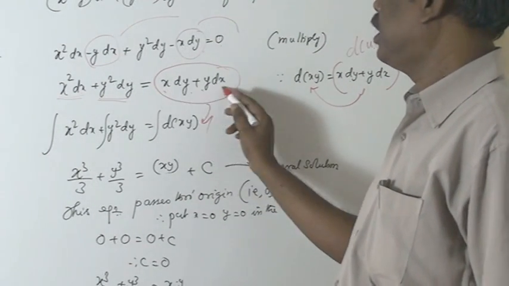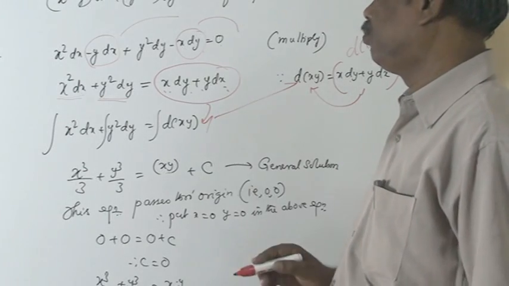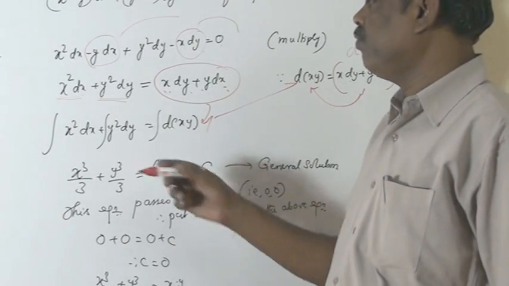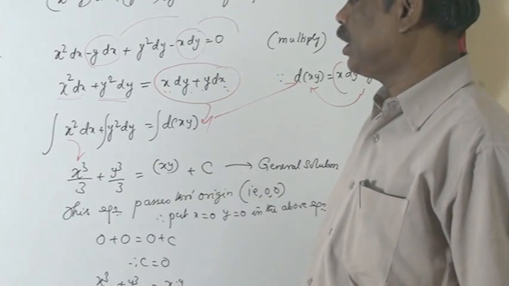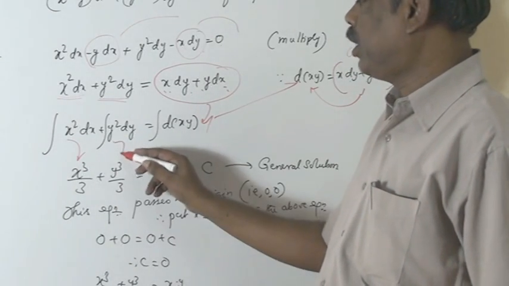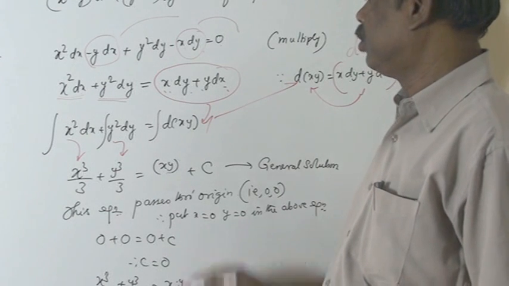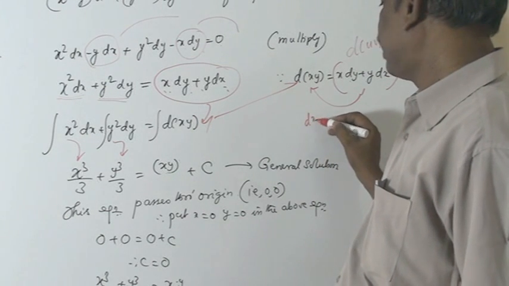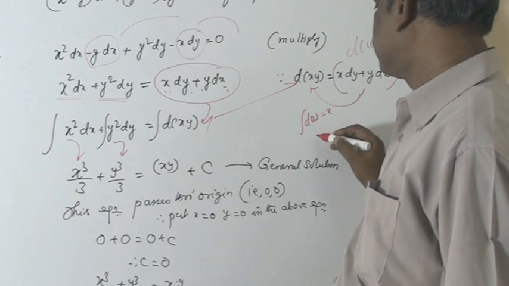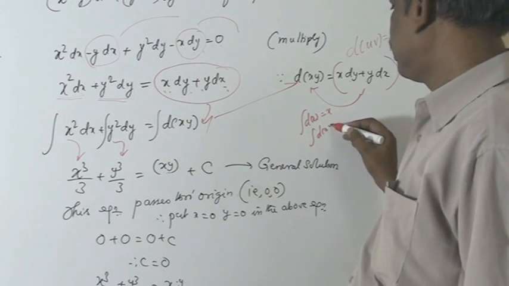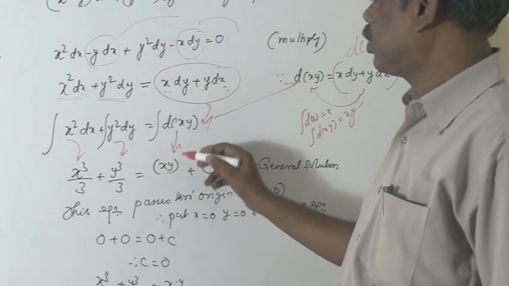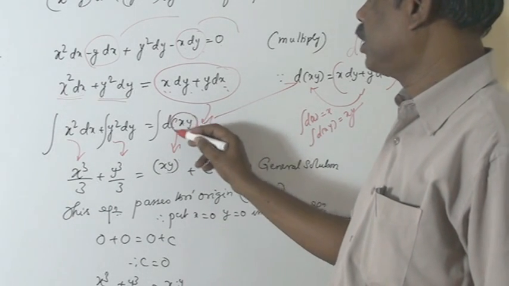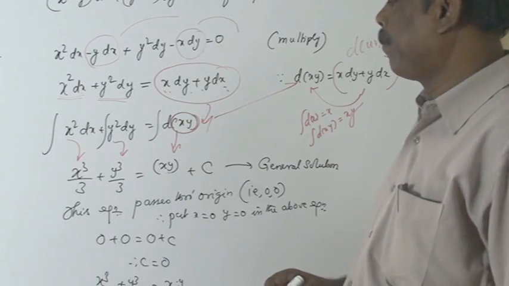Here we cannot change the variable, so we can apply this rule. Therefore, we can integrate throughout. We will get x square integration is x cube by 3, y square integration is y cube by 3, whereas integral of d of x is x. Therefore, the integration of d of xy is xy itself. So we can consider this as a single variable here.